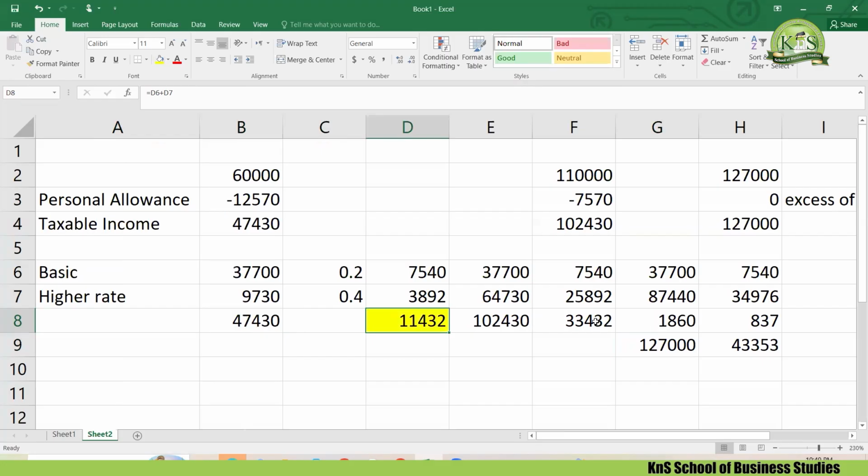This is the income tax liability of the second income, and this one is the income tax liability of the third. If there are any questions, you can let me know.